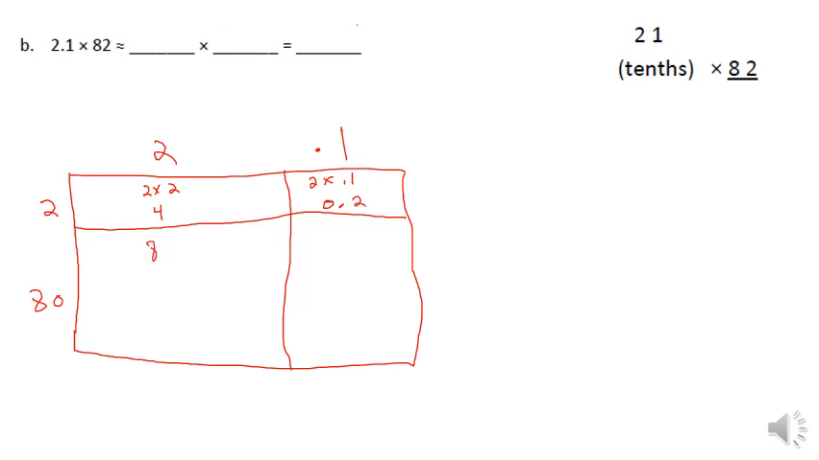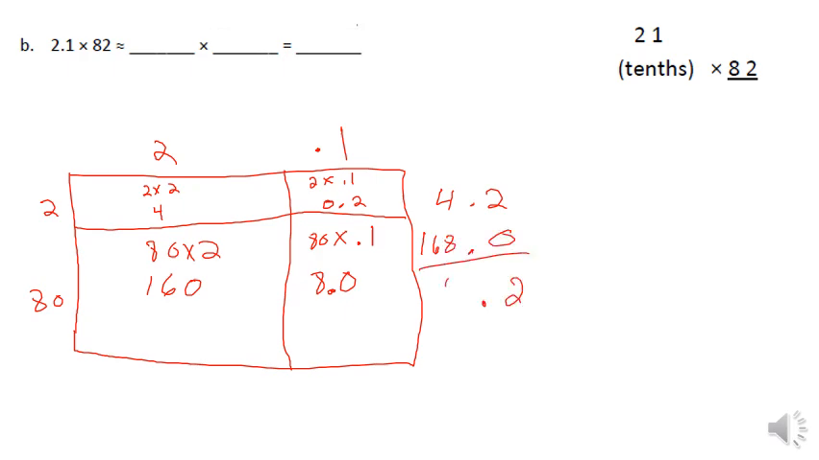Here we have 80 times 2. We have 8 times 2 is 16, add our 0. And the last one is 80 times 1/10. So that'd be 80 tenths. So 80 tenths would equal 8. When I add them up, I add 4.2 and 168 with 0/10. So we have 2/10, 12, we have 172.2.